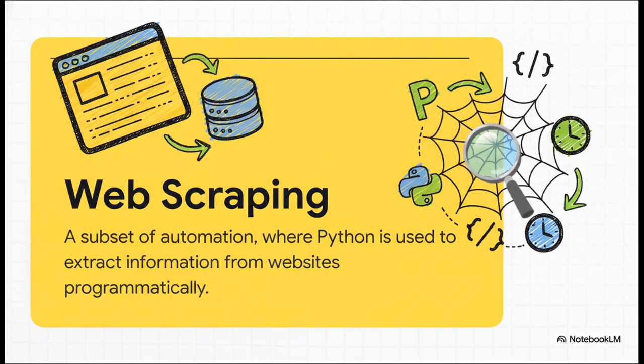And web scraping is a really special, and I mean really powerful, kind of automation. It has one laser-focused job: to programmatically pull specific pieces of information directly from websites, which can save you an unbelievable amount of manual effort.